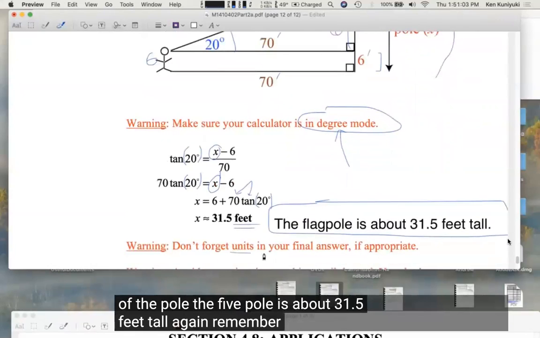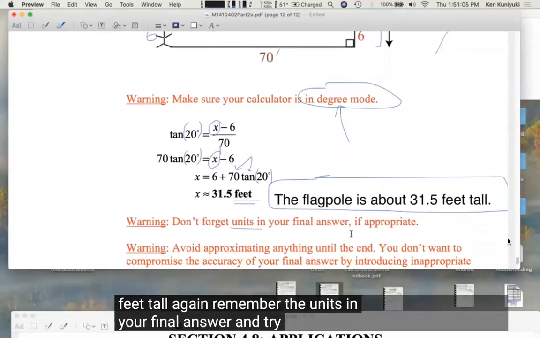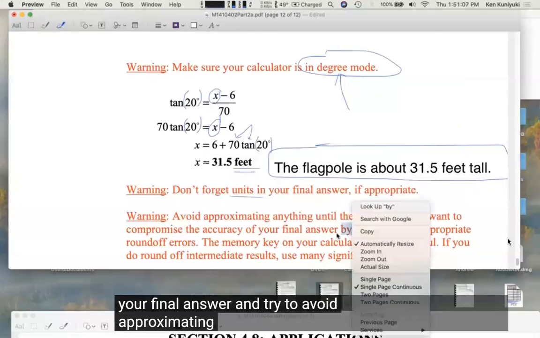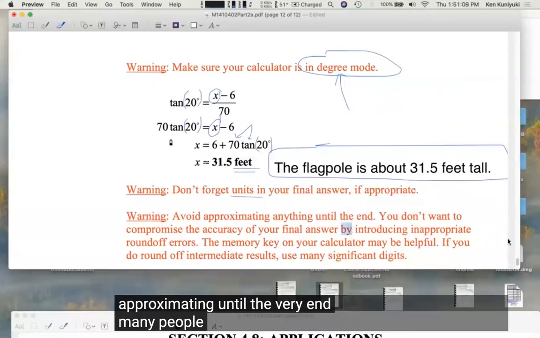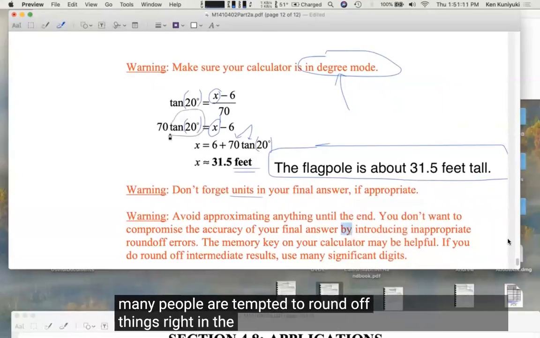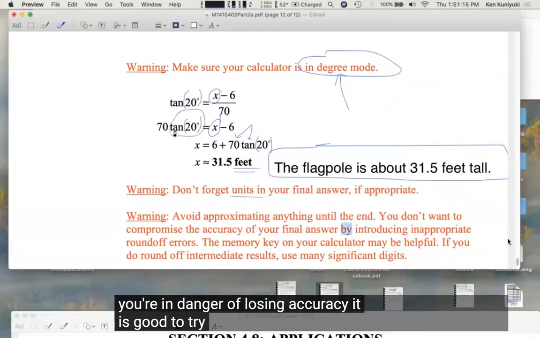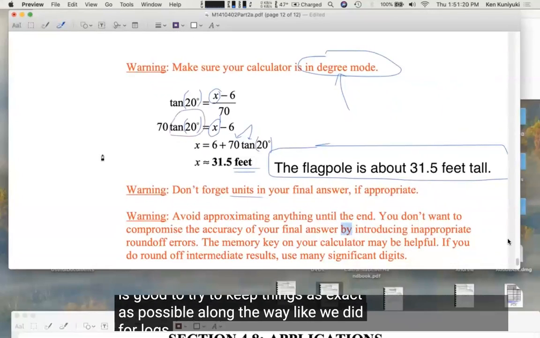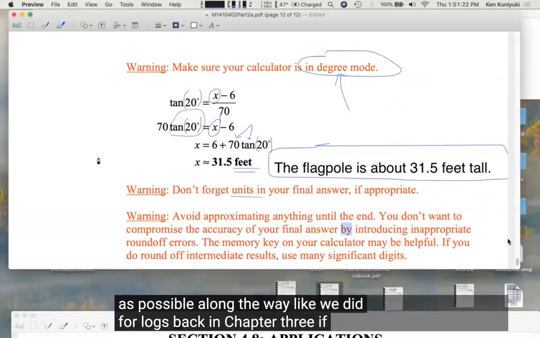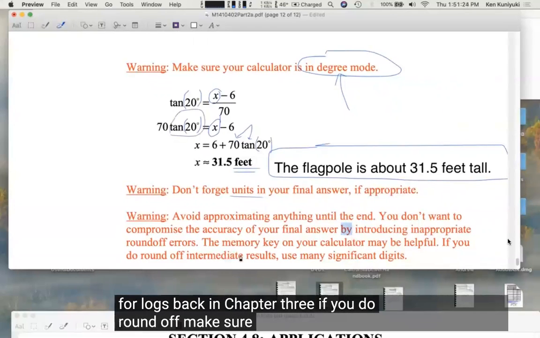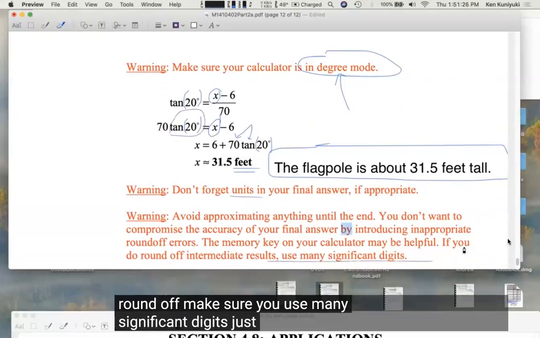Again, remember the units in your final answer. And try to avoid approximating until the very end. Many people are tempted to round off things right in the middle, but then you're in danger of losing accuracy. It is good to try to keep things as exact as possible along the way, like we did for logs back in chapter 3. If you do round off, make sure you use many significant digits just to be safe.